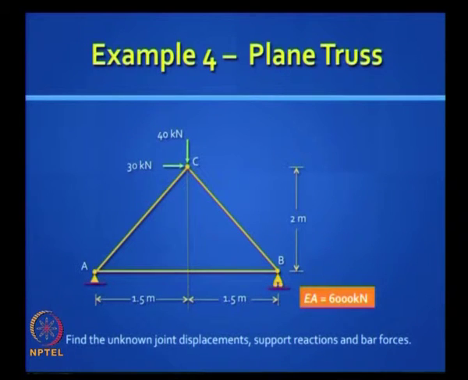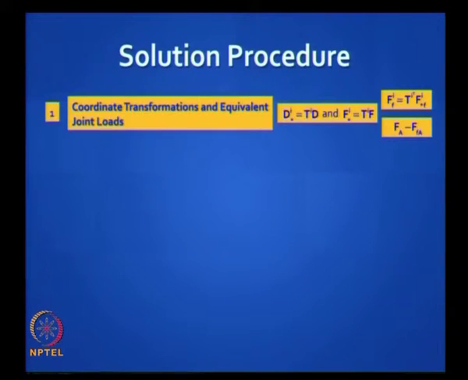How will you handle a problem of this kind? Okay, find the joint displacement, support reaction, then bar force. What is the first step? Well, okay, so you go through the procedure, find the coordinate transformations. Next, so once you write the road map, it is easy. What is the next step?